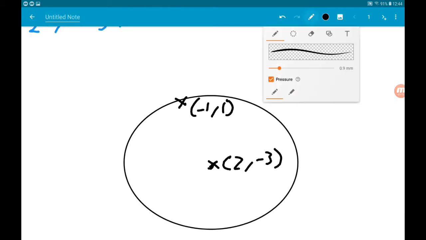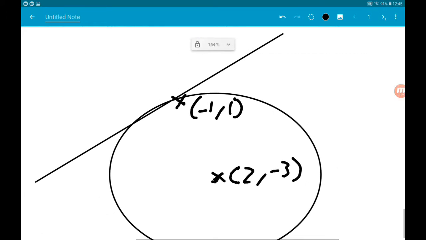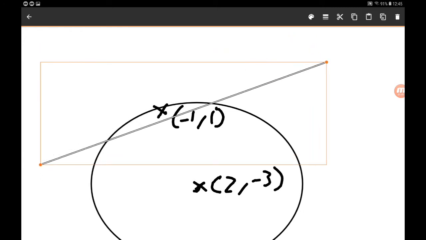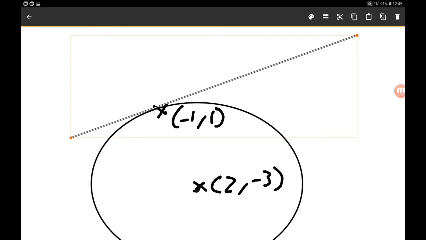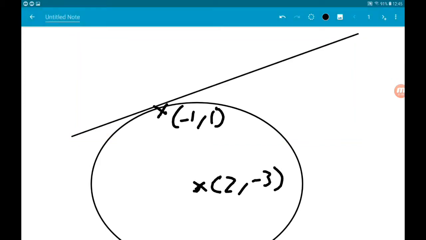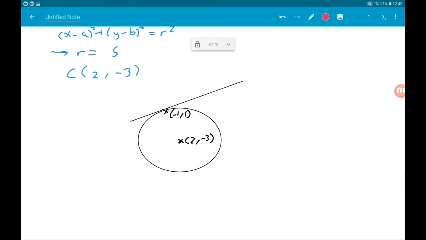So we want the equation of the tangent that hits the circle at this point. So not quite there. There we go, not perfect, but you get the idea. Okay, so how do we do this? We use the fact that the radius meets a tangent at 90 degrees, so they are perpendicular.